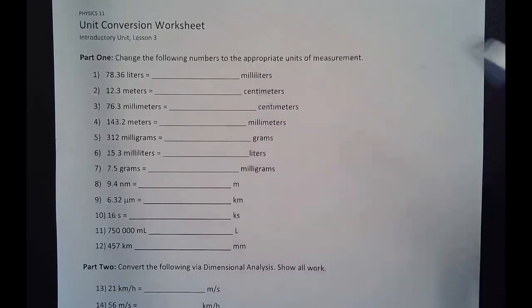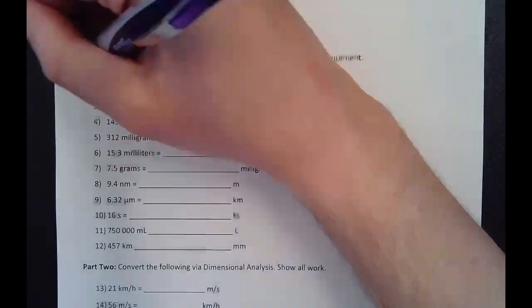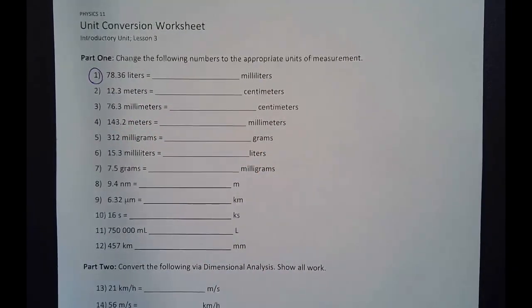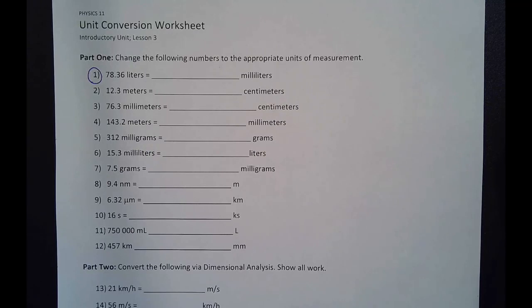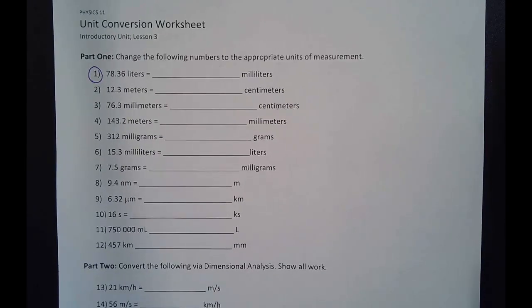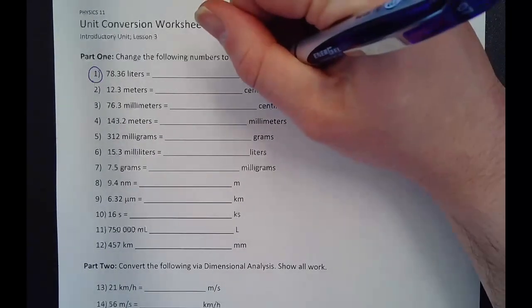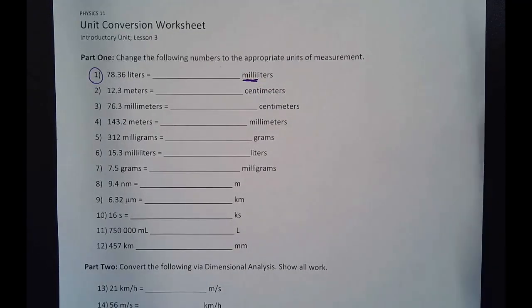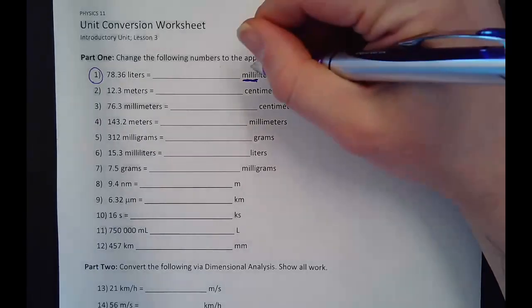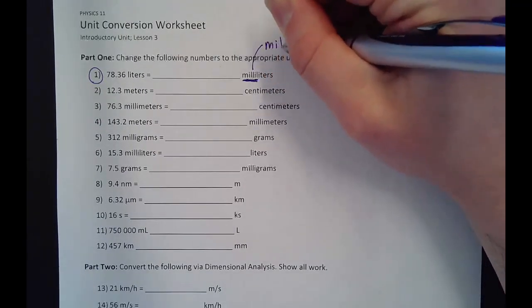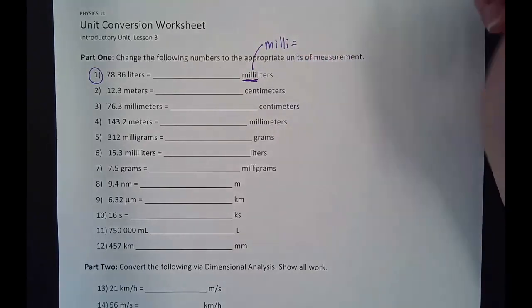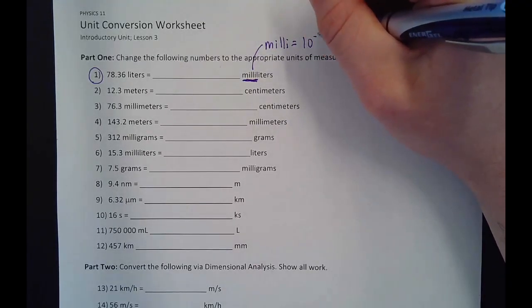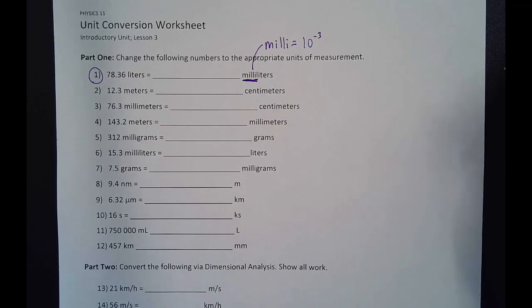So let's do this by way of example. We'll start with this first one here. We won't do all of these, but we'll look at a few. So we want to convert 78.36 liters into milliliters. And so we need to remember what a milli is. And so we go to our metric prefix chart. Maybe just remember this value, that milli means the same thing as 10 to the negative third power. That is what milli means in metric prefixes.